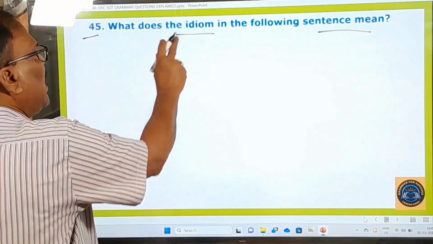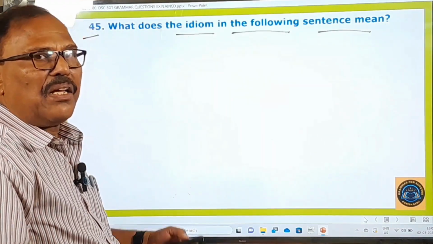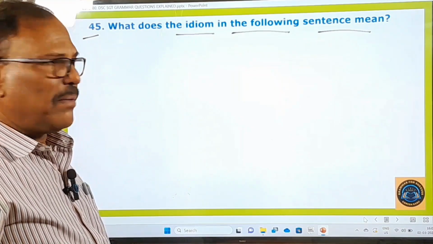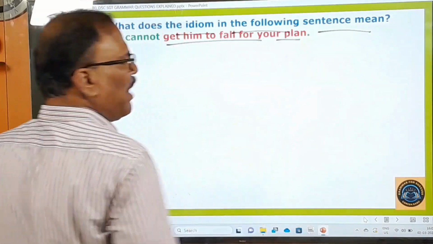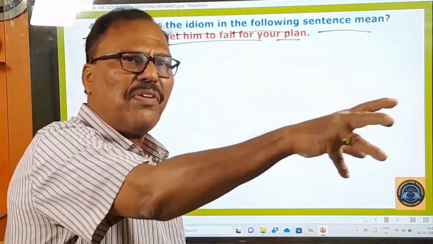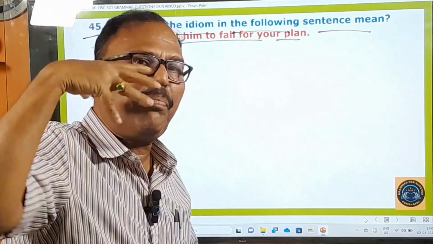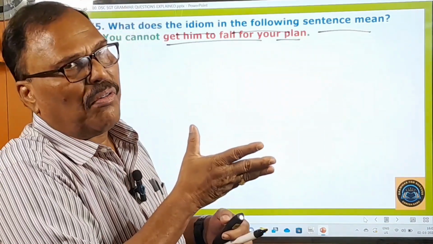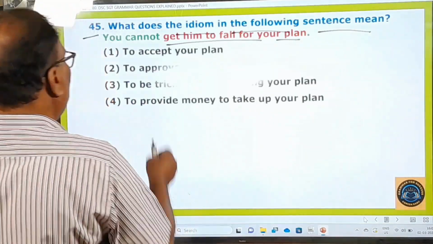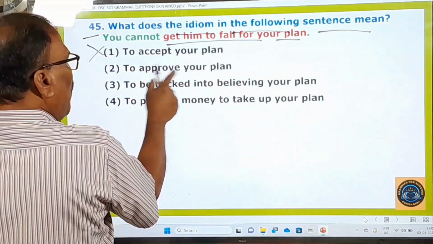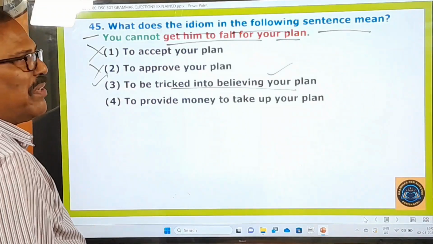45th question. What does the idiom in the following sentence mean? Some idiom is given in the sentence and you have to give the meaning of that idiom. What is that sentence? You cannot get him to fall for your plan. It means you cannot trick him to agree to your plan. So that is the meaning of that. Let us look at the options. To accept your plan? No. To approve your plan? No. To be tricked into believing your plan? This is the right one. Third one is the right one.